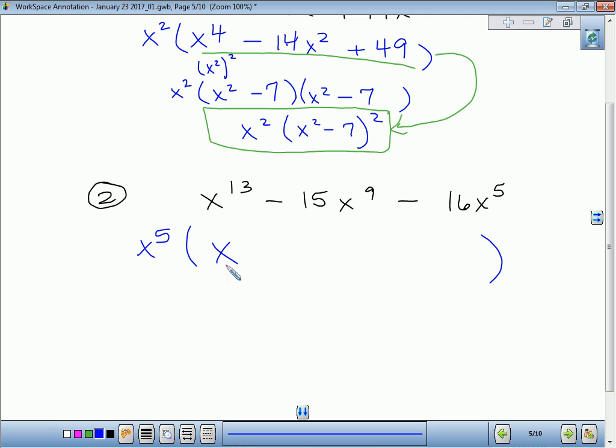Now, if this is 5, what is this so that it makes 13? 8. If this is 9, what does this have to be? 4. Okay. Once again, it's not a quadratic. But can I think about it as quadratic form? X to the 8 is like x to the 4th squared.